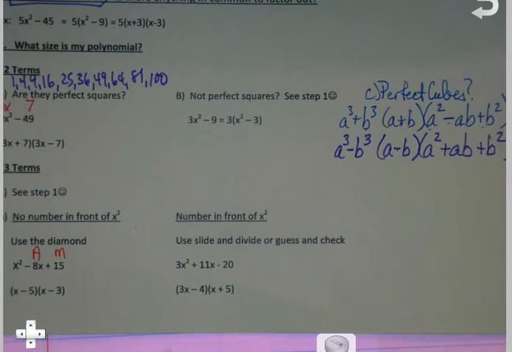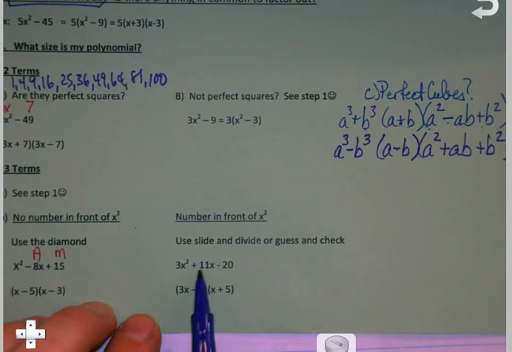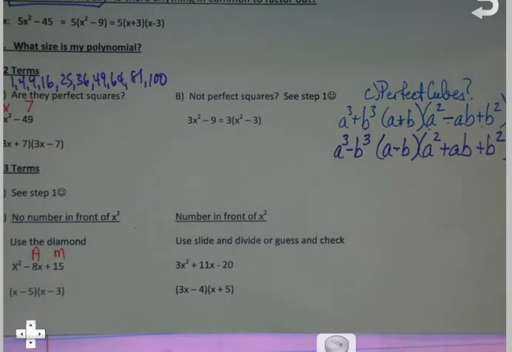And then if there's a number in front of x squared, we can slide and divide or we can guess and check. Now, I actually want to take this one that's on here and chat for a minute on how we could do either of those. So I'm going to talk about the guess and check part first with this one. If I was going to do guess and check, I can't do what multiplies to negative 20 and adds to 11. That doesn't work once there's a number in front.